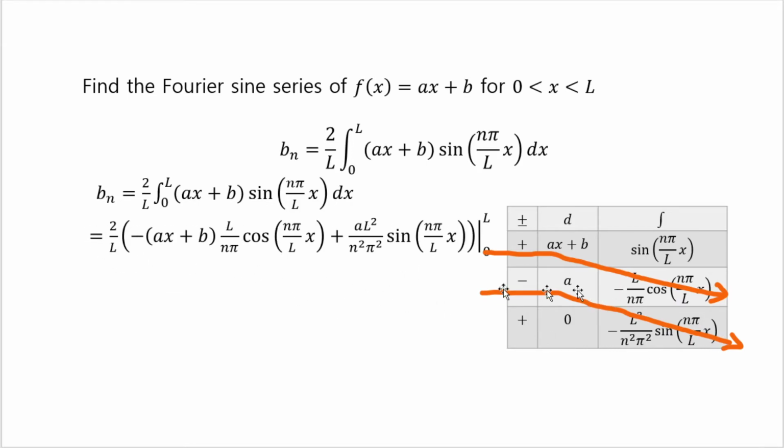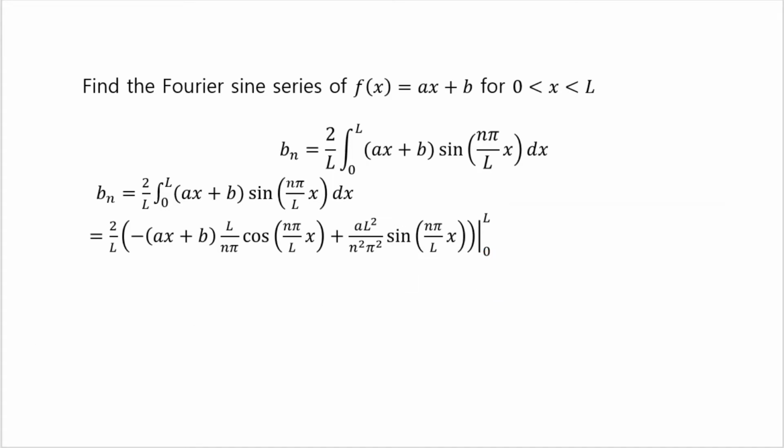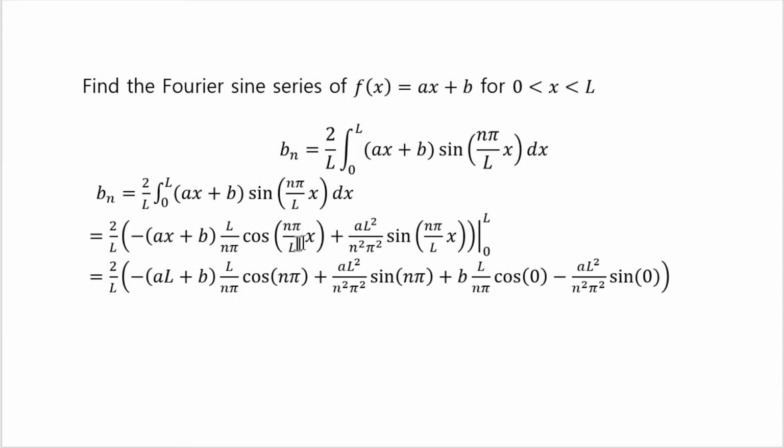As you can see, I put the negative of ax plus b, and then L over n pi cosine n pi over L x is here, and a times L squared over n squared pi squared is here. Negative times negative is plus. Okay. Now we are going to plug in L and 0 because it's a definite integral. So plugging in L does this. L and L cancel, so you just get cosine n pi, right? L and L also cancel, so you get sine n pi. When you plug in 0, this will be 0, and this will also be 0. But be careful, cosine 0 is not 0, so this is going to be important. Okay, this is a non-zero value. However, sine 0 is 0, so that's going to go away.